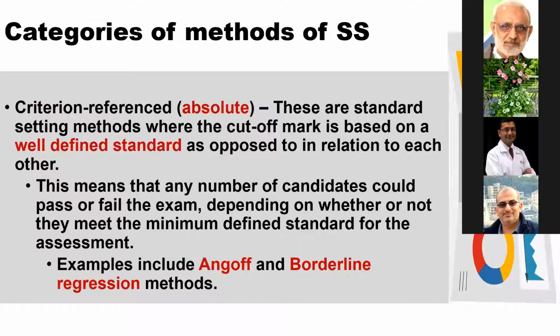On the other hand, criterion referenced are absolute standard setting methods where the cutoff mark is based on a well-defined standard as opposed to in relation to each other in the group. This means that any number of candidates could pass or fail the exam, depending on whether or not they meet the minimum defined standards for the assessment. Examples of criterion reference methods include Angoff and borderline regression methods.